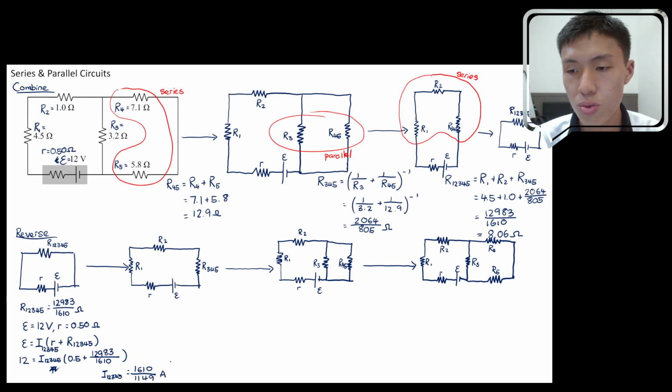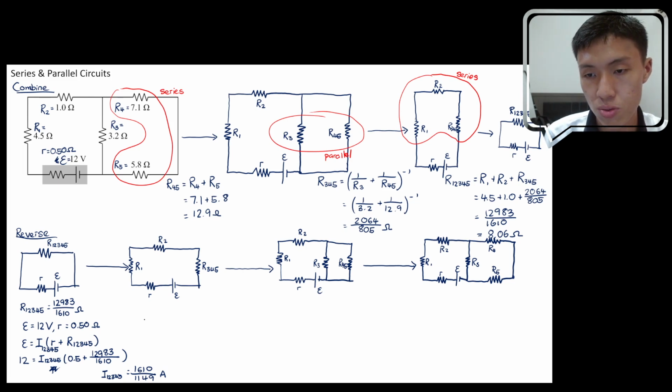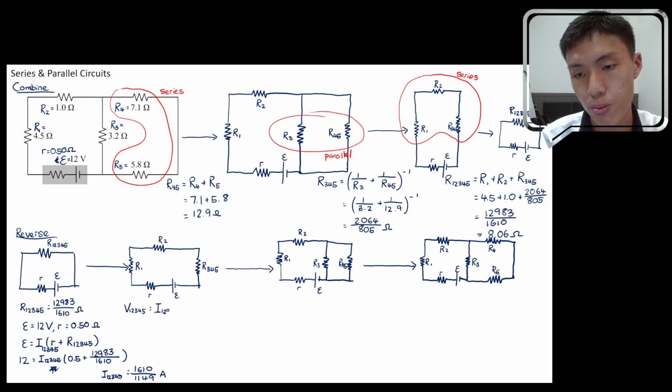Okay, at the same time, there's also one more thing that you can calculate. You can calculate the terminal potential or the terminal voltage. The terminal voltage is V12345, and that's right here. V12345 will be equal to I12345 multiplied by the external resistance, the effective one. Effectively our external resistance is R12345 as well. So we can plug in 1610 divided by 1149. Resistance R12345 is 12983 divided by 1610. So from here you can get V12345. V12345 will be equal to 12983 divided by 149.